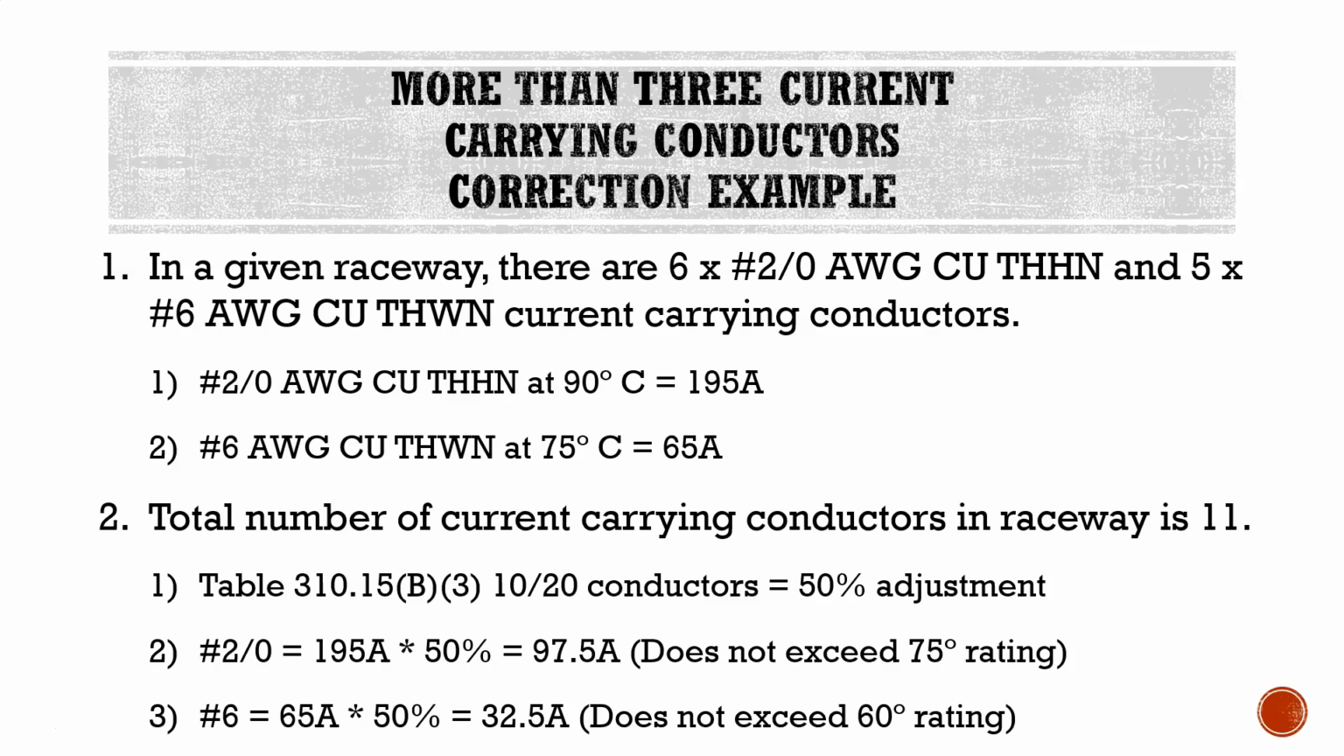And we note this does not exceed the 60 degrees Celsius column, which would be the normal operating range for those conductors. Once again, anytime we're dealing with over 100 amps, we would be using the 75 degrees Celsius column. Anytime we're dealing with under 100 amps, we'd be using the 60 degrees Celsius column.